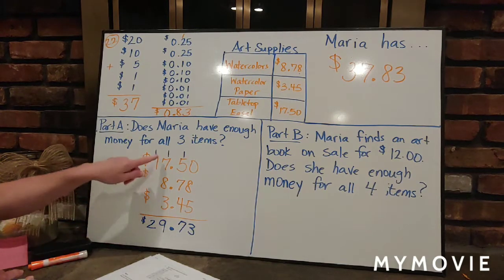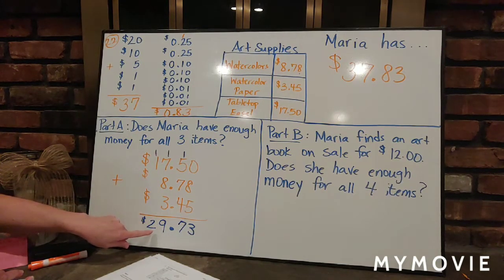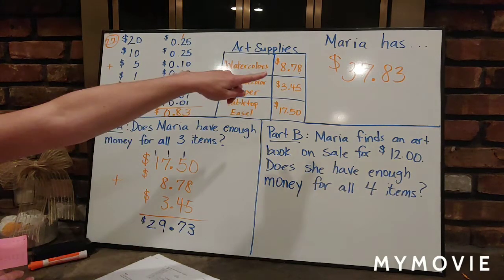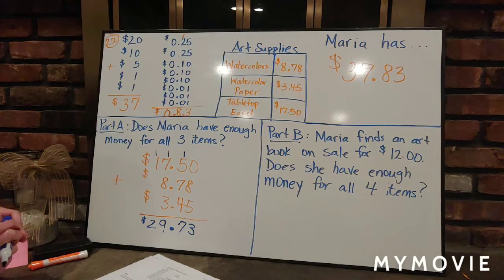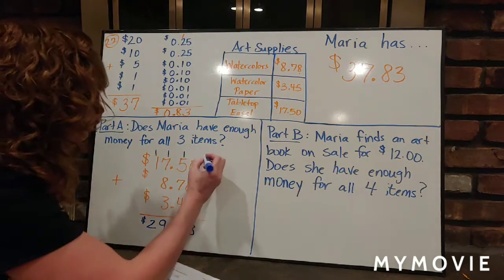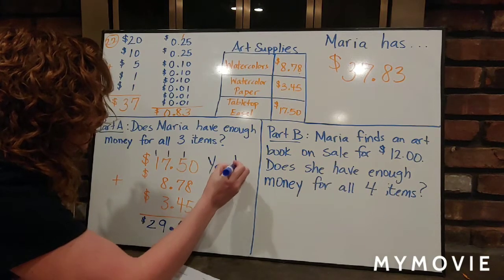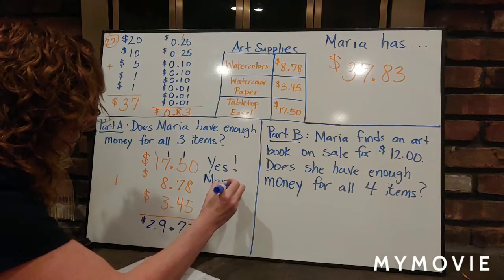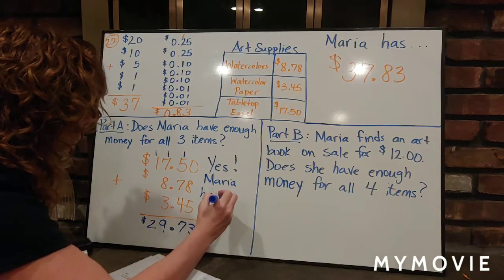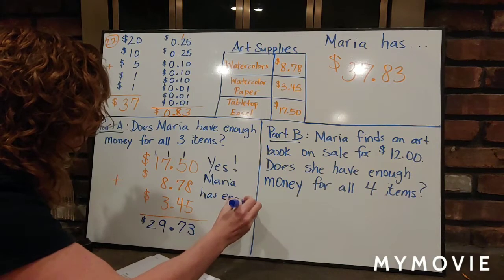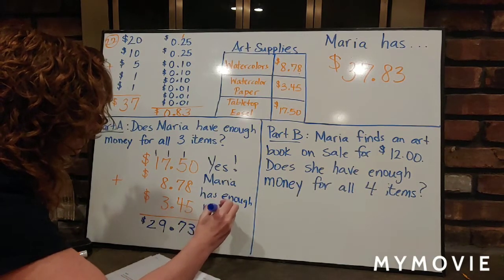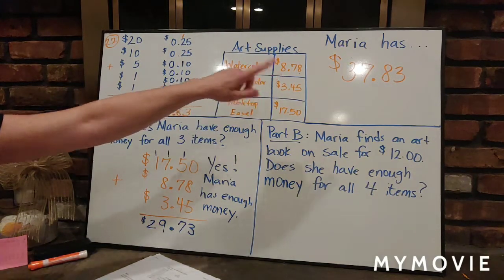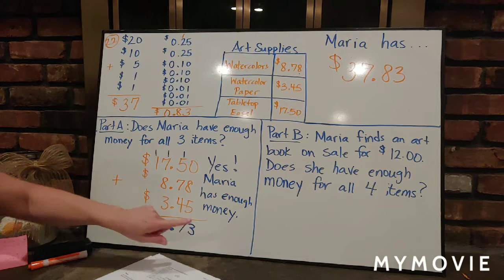So, if she bought all 3 items, it would cost her $29.73. She has $37. So does she have enough? And our answer is yes, she has enough. Yes, exclamation point. She has enough money because she has $37.83 and it only costs $29.73.